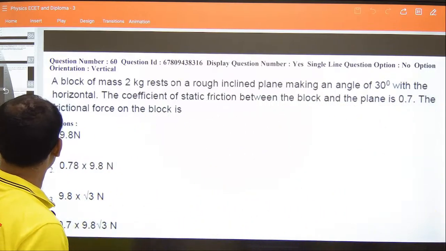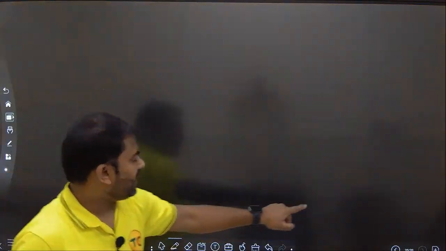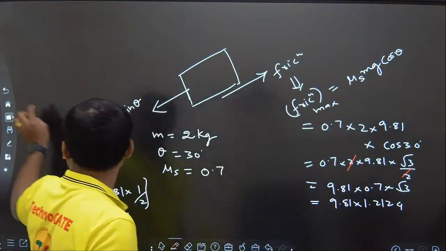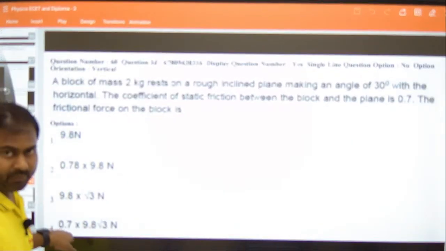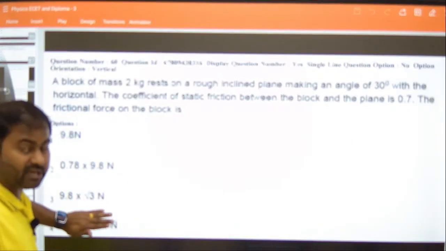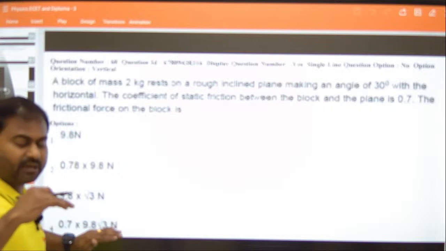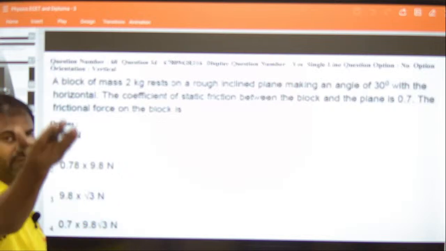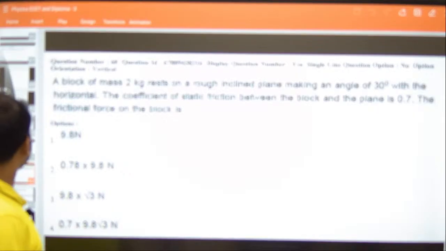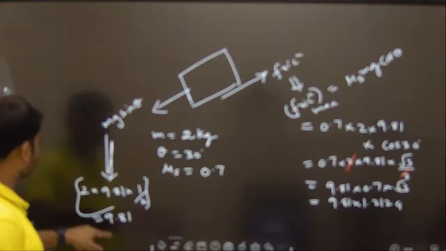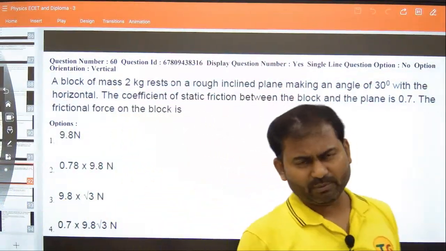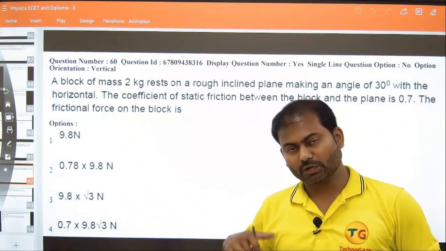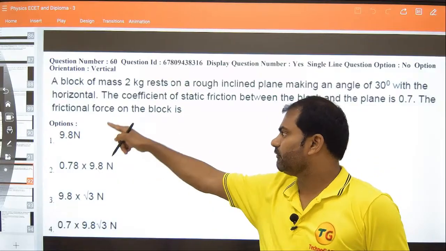Look here once, they have also given the option: 9.81 into 0.7 into √3, the fourth option. No, that is the highest value of friction. Friction can reach up to there, but for friction to reach there, the applied force must be at that level. The applied force is still 9.81 only, right? So the applied force is 9.81, and the friction force is also 9.81. So the answer is option number 1.